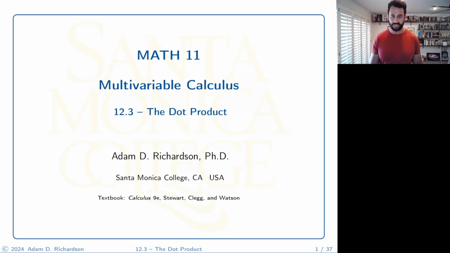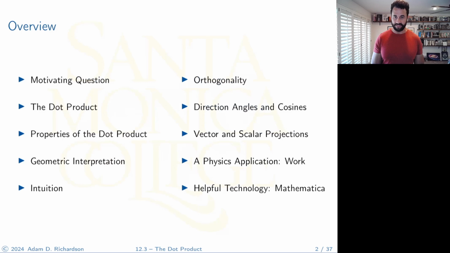All right, so this is section 12.3, and here's the overview. We're going to start with a motivating question, and then we're going to actually get what the dot product is. We'll talk about properties of this new operation. We'll get a geometric interpretation of this new operation. We'll build some intuition for what this new operator is giving us.